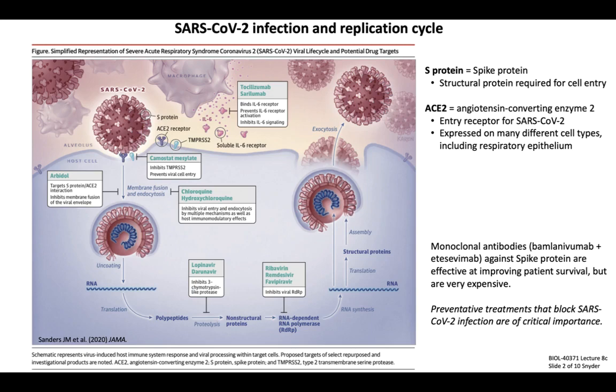ACE2 is expressed by cell types in many tissues, but is predominantly found on epithelial cells in the respiratory tract, which explains why this virus exhibits tropism, or preferential infection, of the human lung.